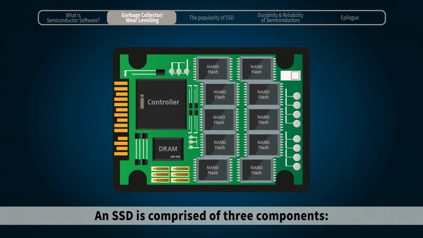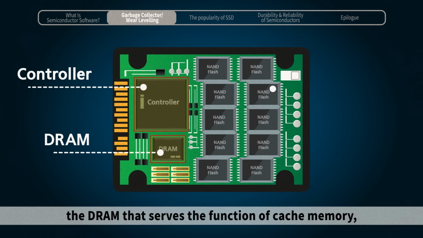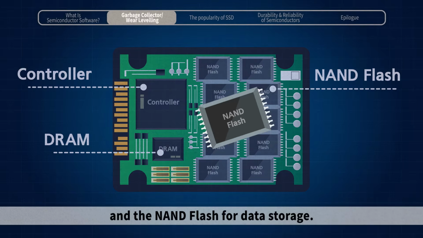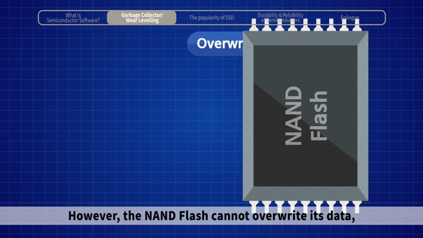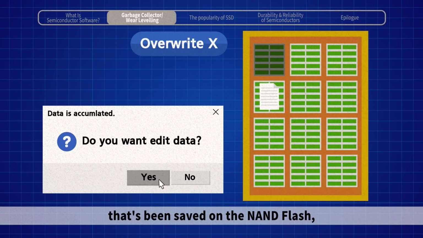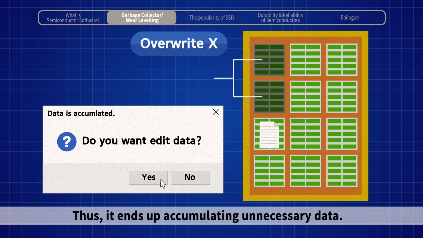An SSD is comprised of three components: the controller that functions like the CPU of a PC, the DRAM that serves the function of cache memory, and the NAND flash for data storage. However, the NAND flash cannot override its data, which means that when you edit data that's been saved on the NAND flash, the edited version is saved in a separate room from the first one. Thus, it ends up accumulating unnecessary data.